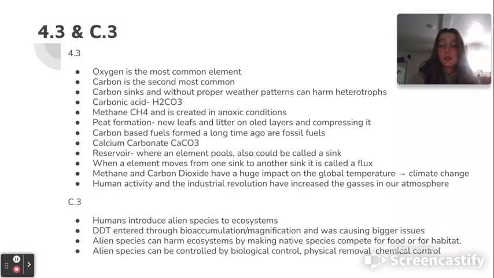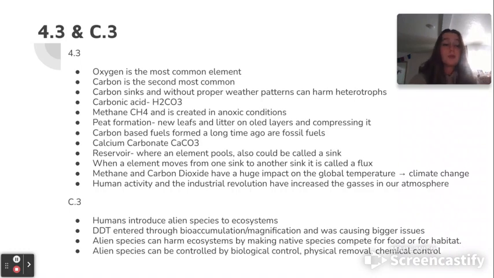Oxygen is obviously our most common element. We all breathe it. It is produced from photosynthesis within plants. Carbon is going to be our second most common element. Carbon sinks, without proper weather patterns, can harm heterotrophs because they're obviously going to be low to the ground. Carbonic acid is H2CO3. Methane is CH4 and is created in anoxic conditions.